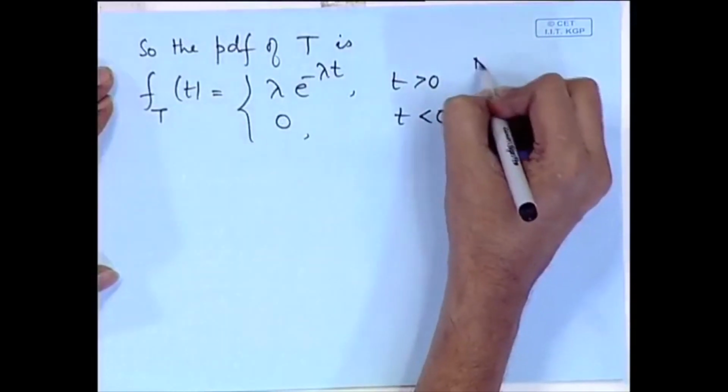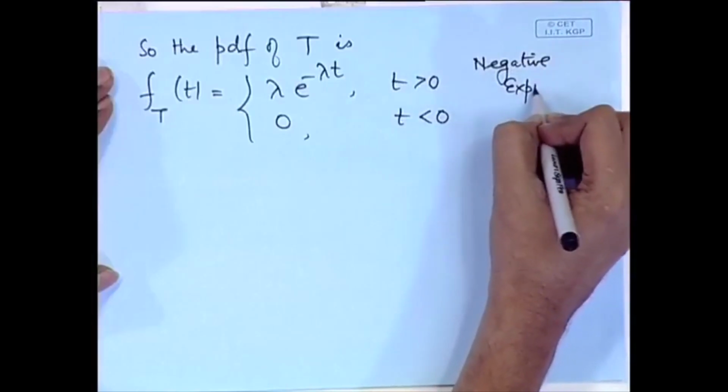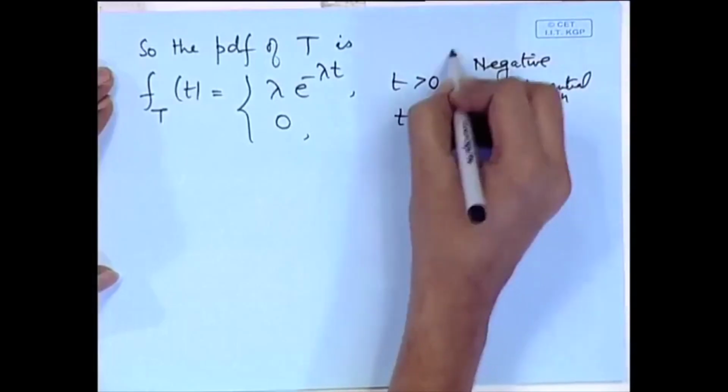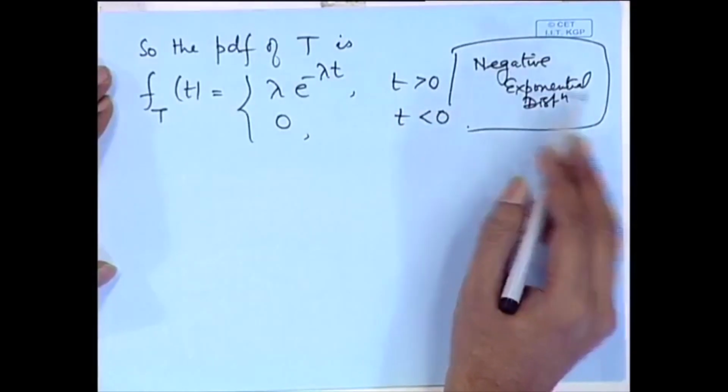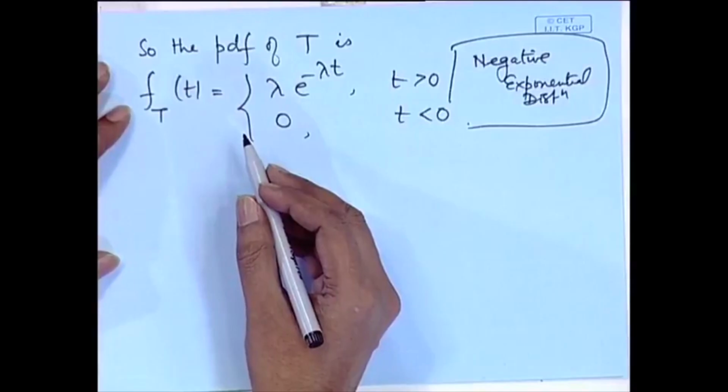This is known as the negative exponential distribution. So, this is a continuous distribution, and this distribution arises as the distribution of the waiting time in a Poisson process for the first occurrence of the event, whatever occurrence we are trying to observe. Naturally, we would like to look at the properties of this distribution.